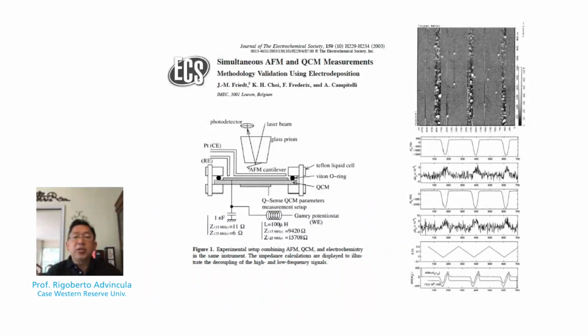You have the potential shift, which goes to a redox reaction: reduction, oxidation, reduction. And you have a plot of the dissipation, which is also shown. So dissipation, frequency shift, changes in the potential as well, together with the AFM image, all shown with a time factor on the x-axis, can all be obtained simultaneously.